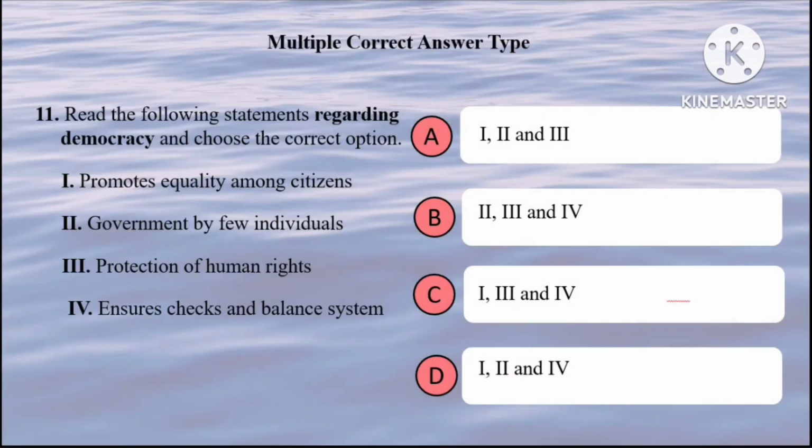Correct. It is the government by a few. No. See, government by a few individuals is called oligarchy. Protection of human rights. Yes, it happens in democracy. Ensures checks and balances. Yes, you can say this. So except 2, all are correct. So the correct option is C.